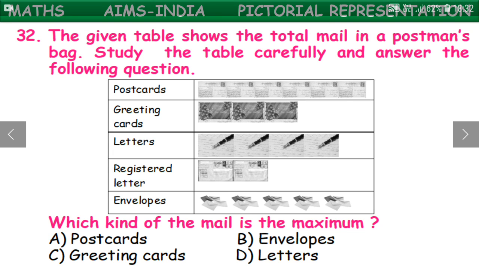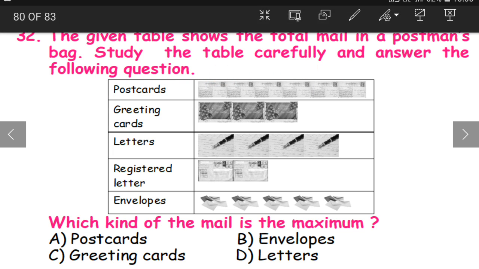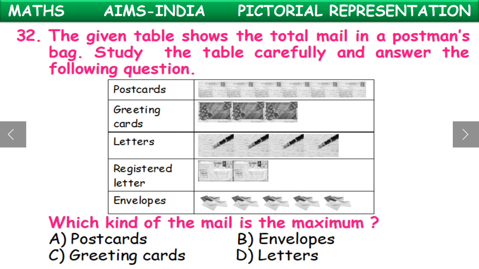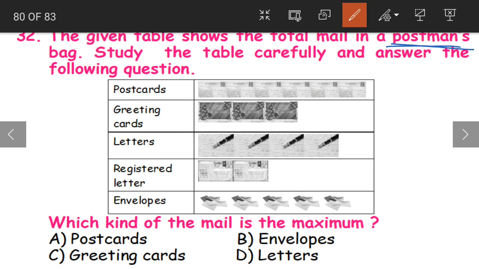Now next question 32. The given table shows the total mails in a postman's bag. Now study the following table and carefully answer this following question. So do you know a postman? Who is a postman? Yes, one who collects the letters and then delivers the letters to their correct address. Now our postman is having different types of letters. Yes, so he is having postcards, greeting cards, letters, registered letters and also envelopes.